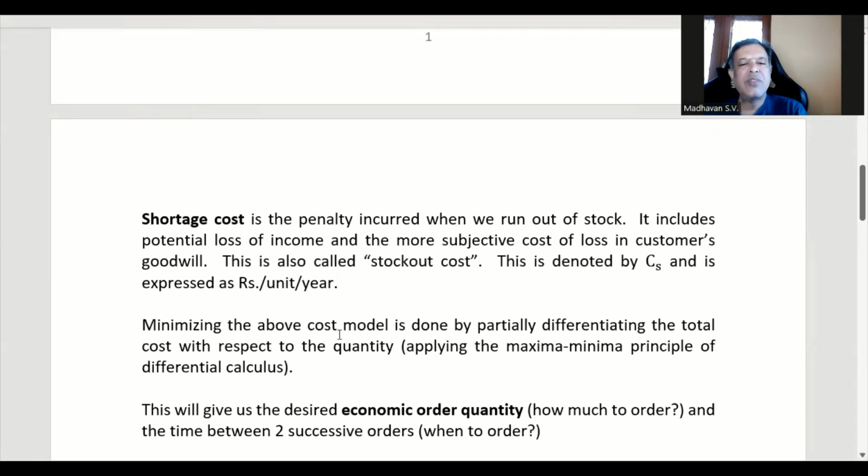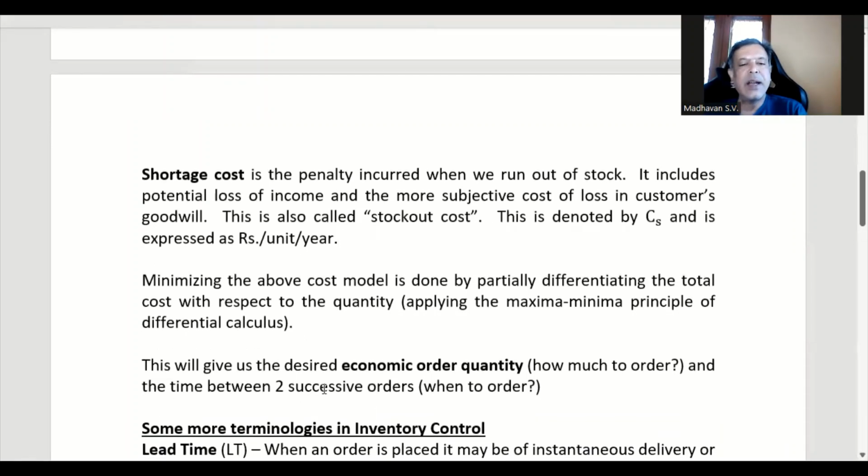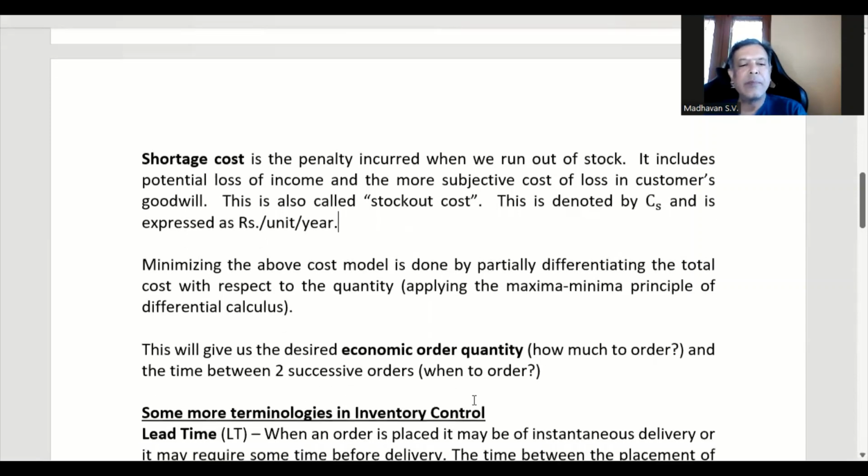Minimizing the above cost model is done by partially differentiating the total cost with respect to the quantity, applying the maxima minima principle of differential calculus. When we come across the different models, at that time we will do all these derivations. How do we arrive at an economic order quantity or an economic batch quantity? This will give us the desired economic order quantity, how much to order, and the time between two successive orders, that is when to order.